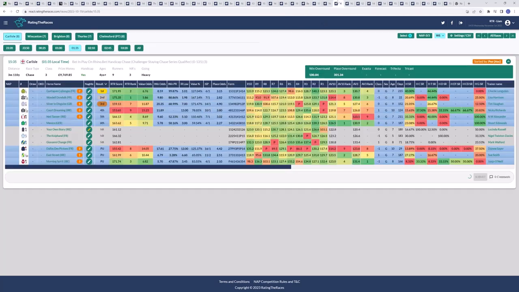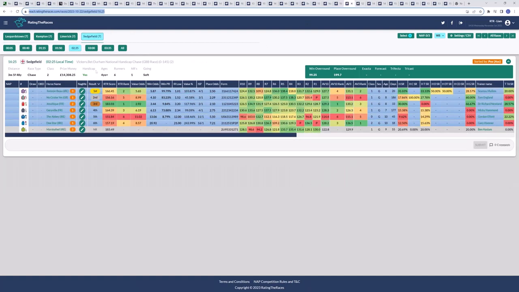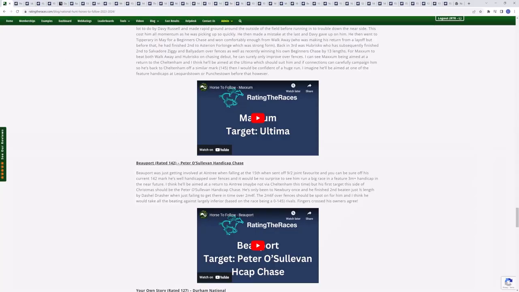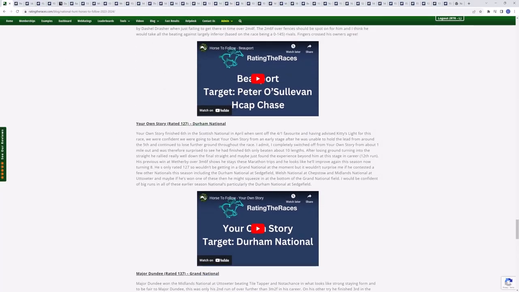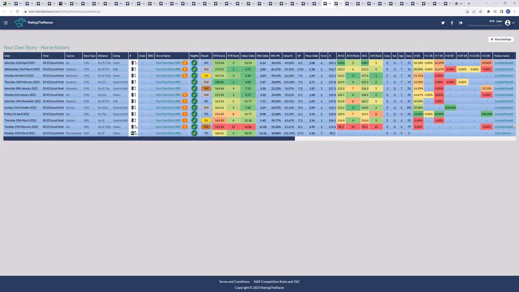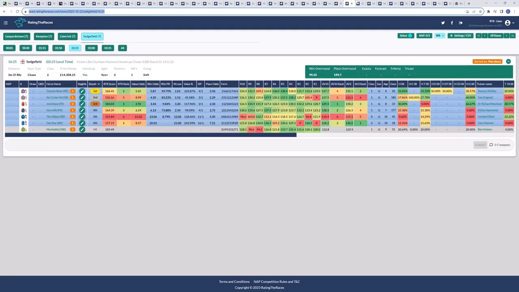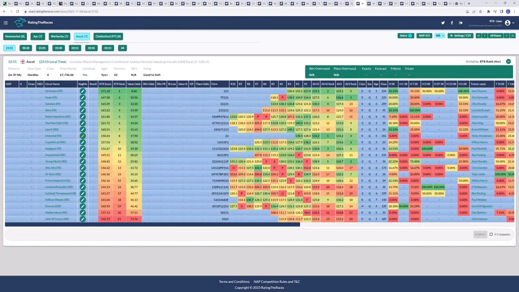The next horse is Your Own Story, who I thought should have been running. You can see he was taken out of this race over 3 mile on heavy. He should have run in this race over 3 mile 5 on soft at Durham National, which is the race I suggested. If we have a look, Durham National, I think he would have won that and gone up the handicap and ended up in better races. He does actually have an entry this weekend, so keep an eye on that.